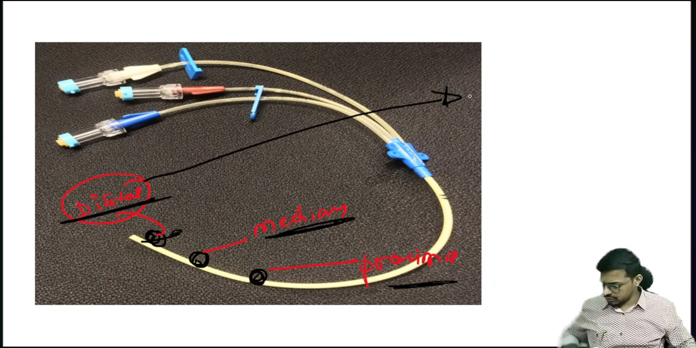So which one do we have to use for CVP monitoring? For central venous pressure monitoring, the preferred lumen we have to use is the distal lumen.